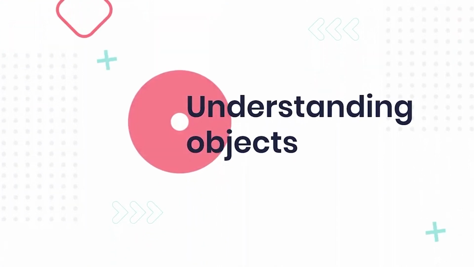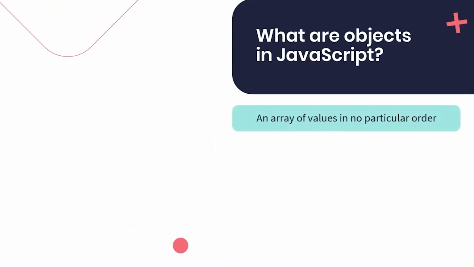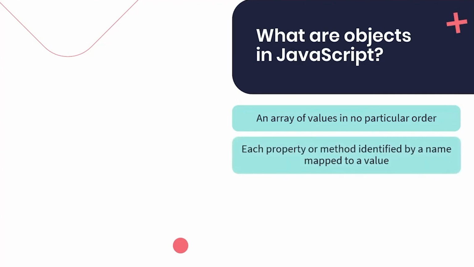JavaScript defines an object as an unordered collection of properties. Let's take a look at this a bit closer. So basically in JavaScript, an object is an array of values in no particular order. Each property or method is identified by a name that is mapped to a value.